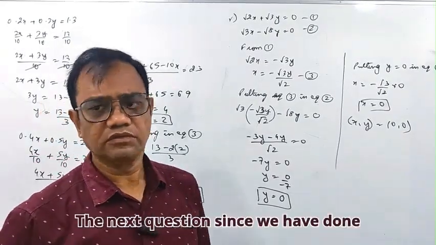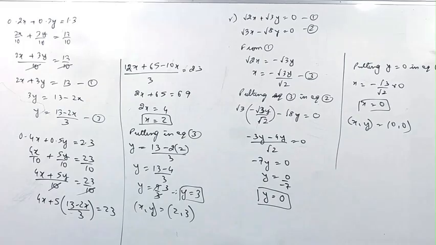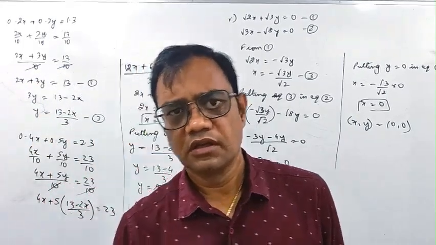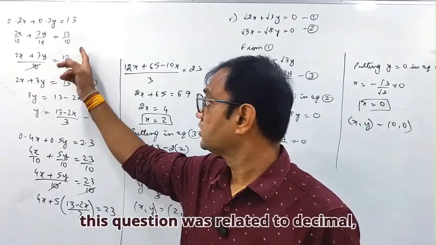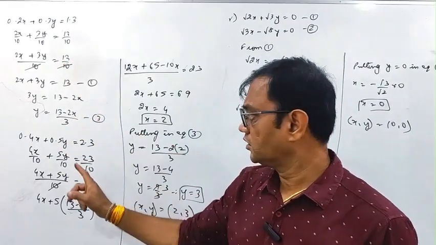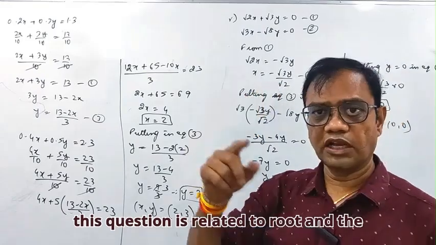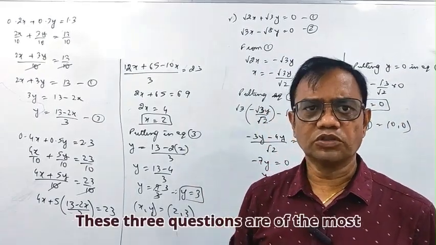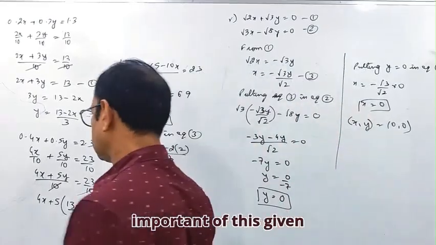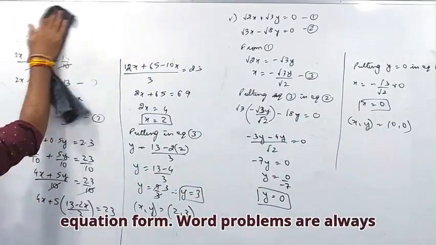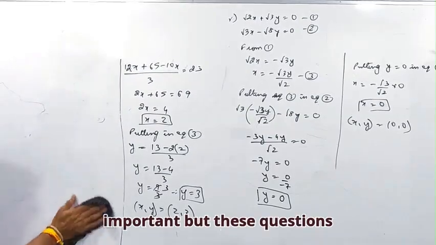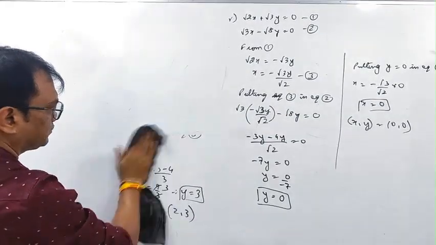The next question sheet we have done. Last three questions. This question was related to decimal, this question is related to root, and the last question is related to fraction. These three questions are of the most important of this given equation form. Word problems are always important, but these questions can be asked for 2 marks.